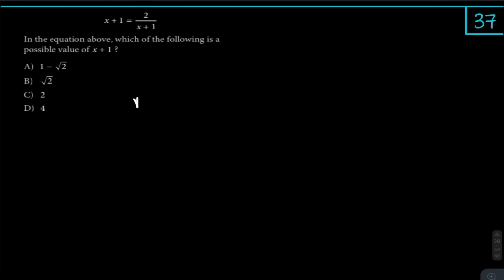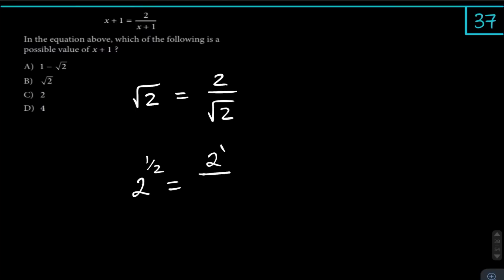If we plug in rad 2 for the x plus 1, we're going to get rad 2 equal to 2 over rad 2. Now, we can simplify this here. Remember that we can write a square root of 2 as 2 to the 1/2. It's power over root: we have a first power here and a second root, and a second root is a square root. So we have 2 to the 1/2 equals 2 to the first power over 2 to the 1/2 power, just continuing that on for this side.